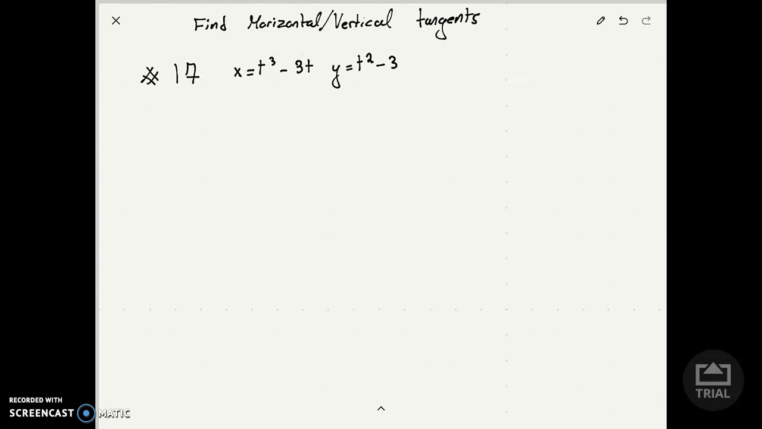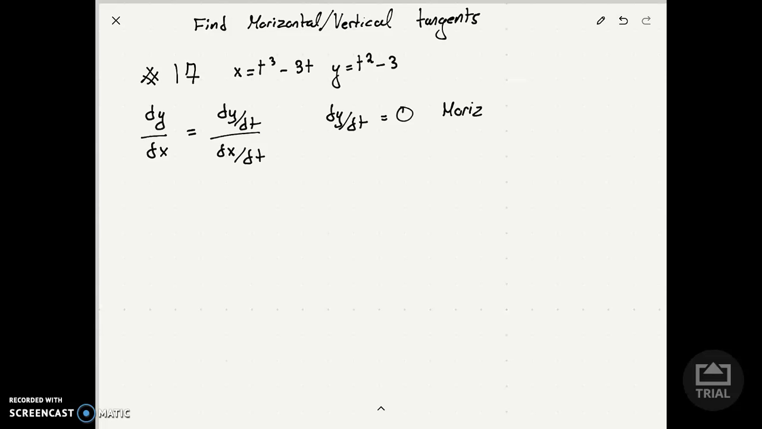Alright, so this is problem 17 from 10.2, and it's asking to find horizontal and vertical tangents for this parametric function. Now, we're still using the formula dy/dx is equal to dy/dt over dx/dt. And basically the only thing is when we're finding horizontal tangents, we're trying to find when this thing is 0, right? So it's 0 when dy/dt, the numerator, is equal to 0. So that's a horizontal tangent.